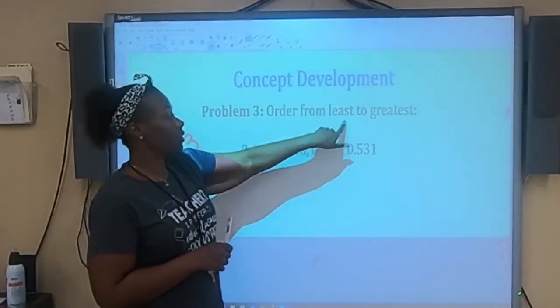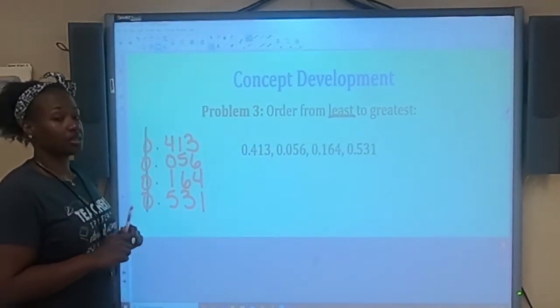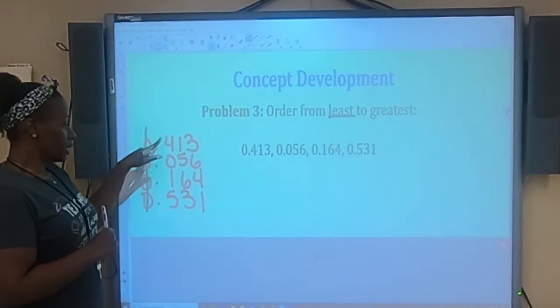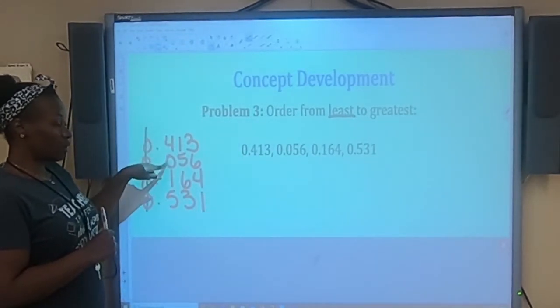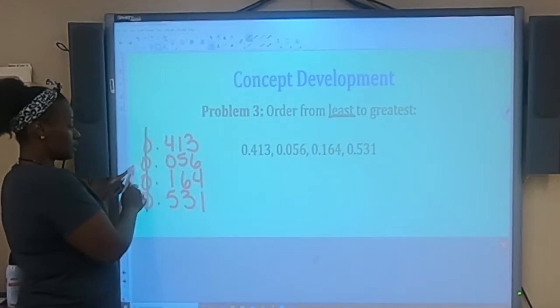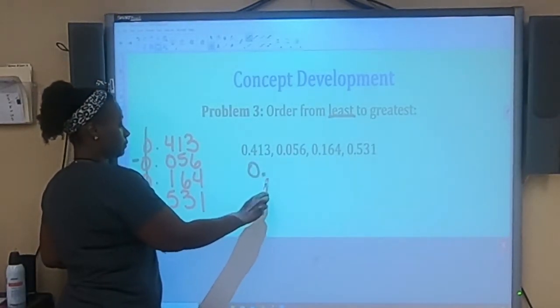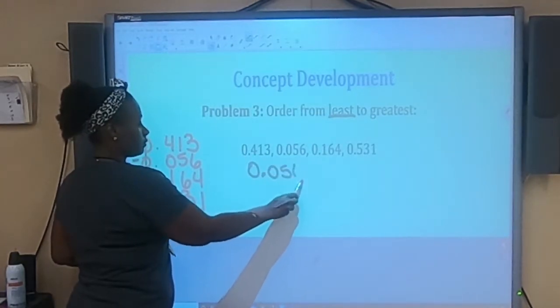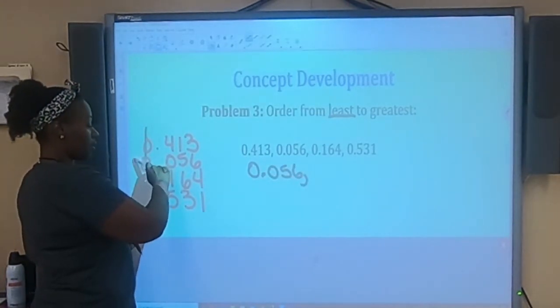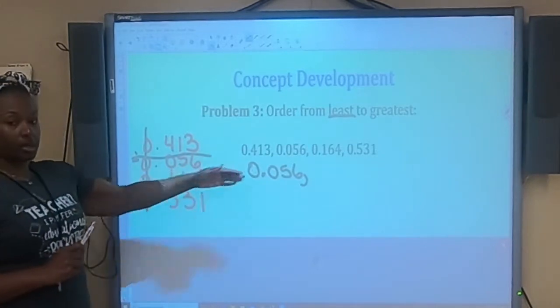So because I'm starting with the least, I want the number that's the smallest. Well, looking at this row, I know that 0 is the smallest. So this is going to be my smallest number. So I'm going to copy it. I'm going to get rid of it because I've already used it.